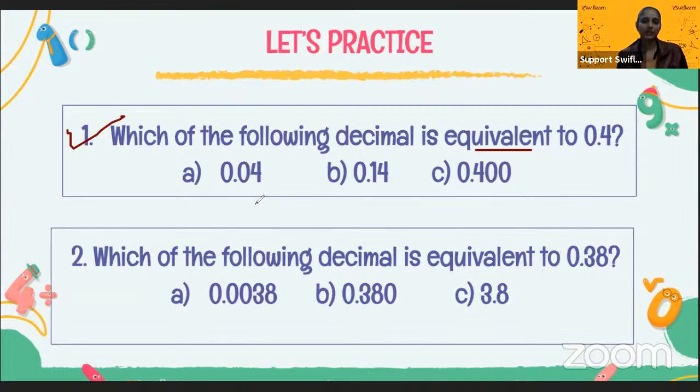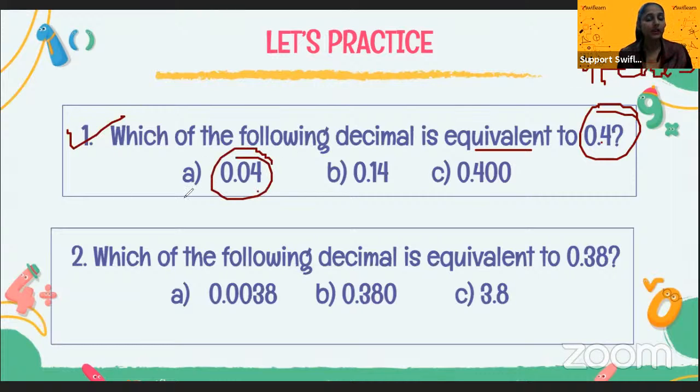So if I notice in the first one, I am having 0.04. Do you think this has the same meaning? No, they don't have the same meaning. Why? Here I am having 4/10, but in the other one, I am having 4/100. It means they are not giving me the same meaning, right?